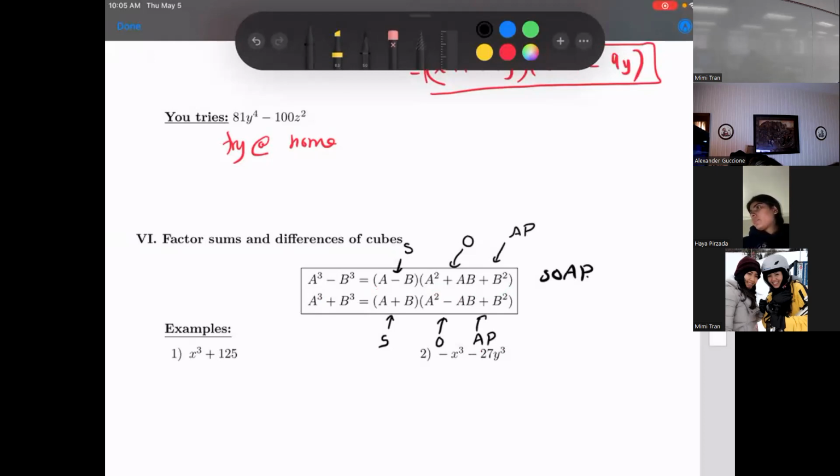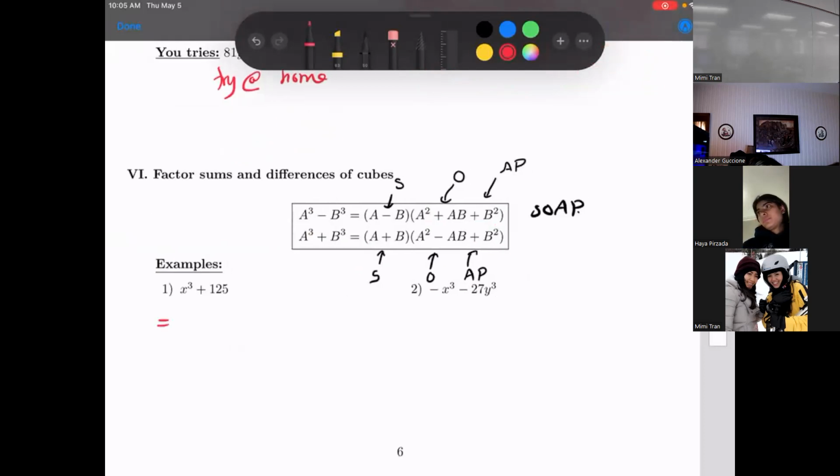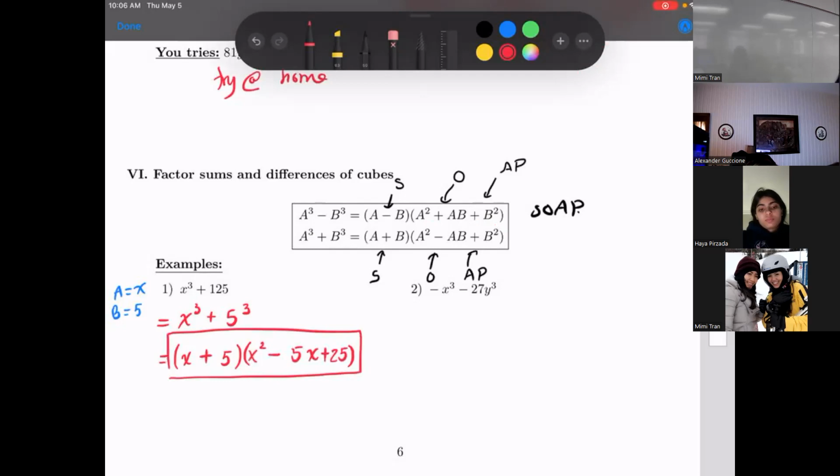All right, so let's do the first one so I can let you go. I'm going to rewrite this as x cubed plus 5 cubed, since 5 cubed gives you 125. So your a is x and your b is 5. I'll worry about the sign later. So a is x, b is 5. Then a times a, x times x, is x squared. b times b, 5 times 5, is 25. And a times b, x times 5, is 5x. And now the signs: same, opposite, always positive.